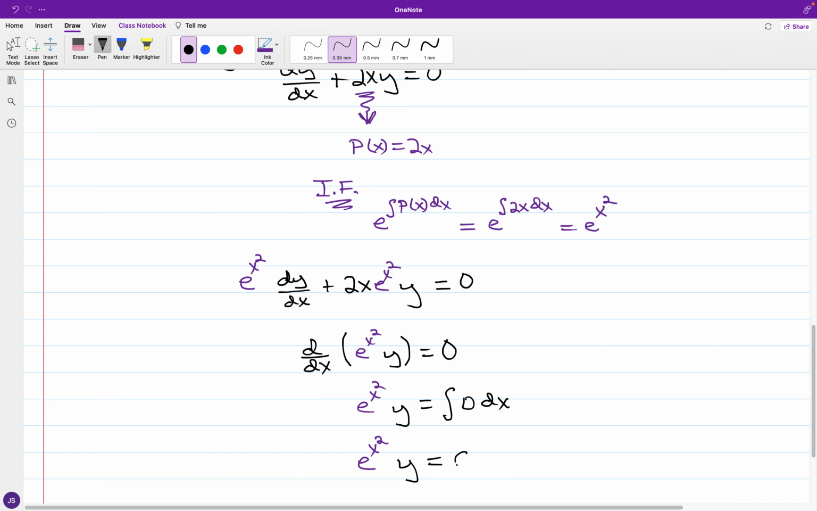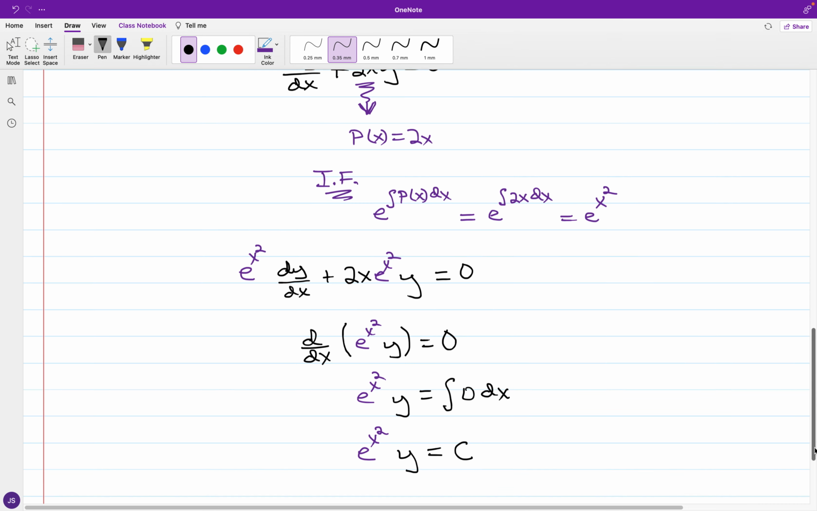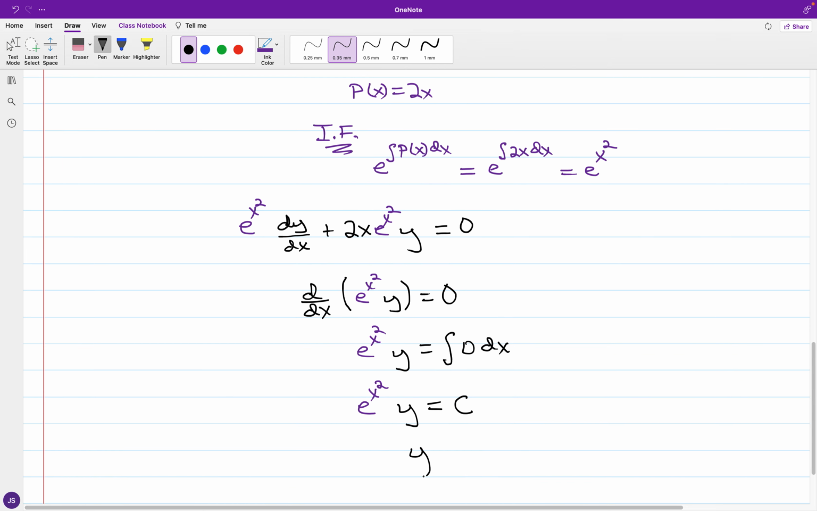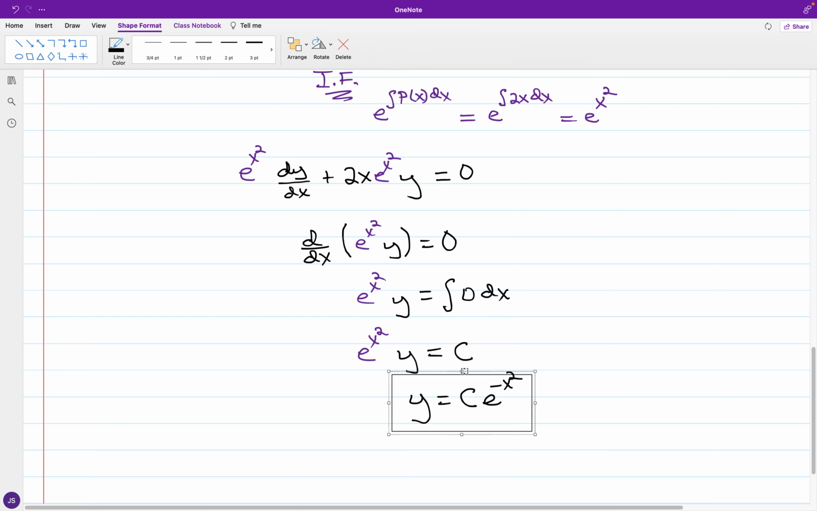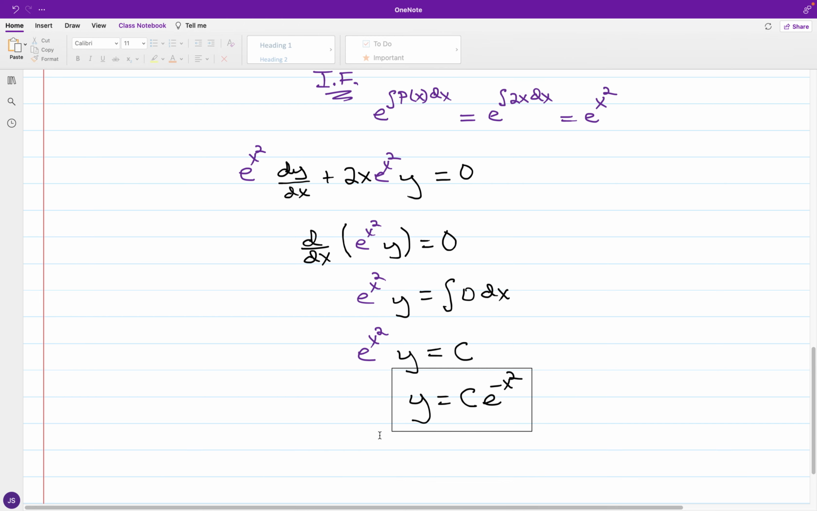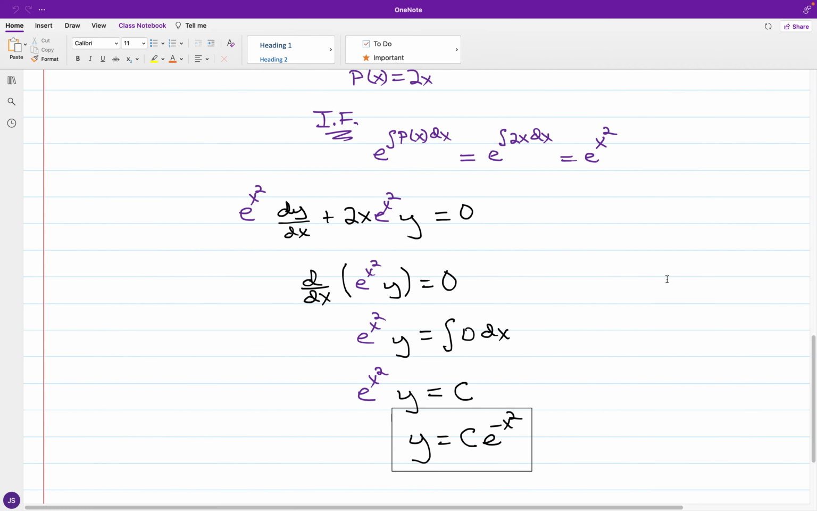is going to be equal to a constant, and isolating what we have here, we're going to end up with the general solution whereupon y is equal to c times e to the negative x squared, and that will be the resulting solution for y. Again, so we have c times e to the negative x squared. Okay, and let me pause right here.